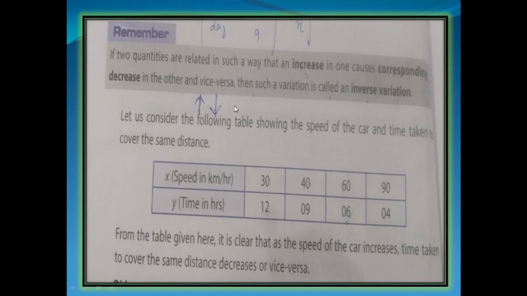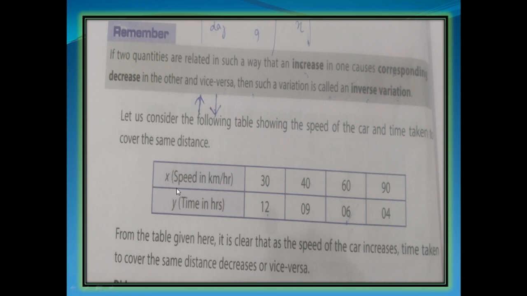First of all, what is inverse variation? I am going to repeat, though I have told you in my last video, but let's revise again. If two quantities are related in such a way that an increase in one causes a corresponding decrease in the other and vice versa. I told you the meaning of this. Vice versa means just opposite to this. If one decreases, the other will increase. If one increases, the other will decrease.